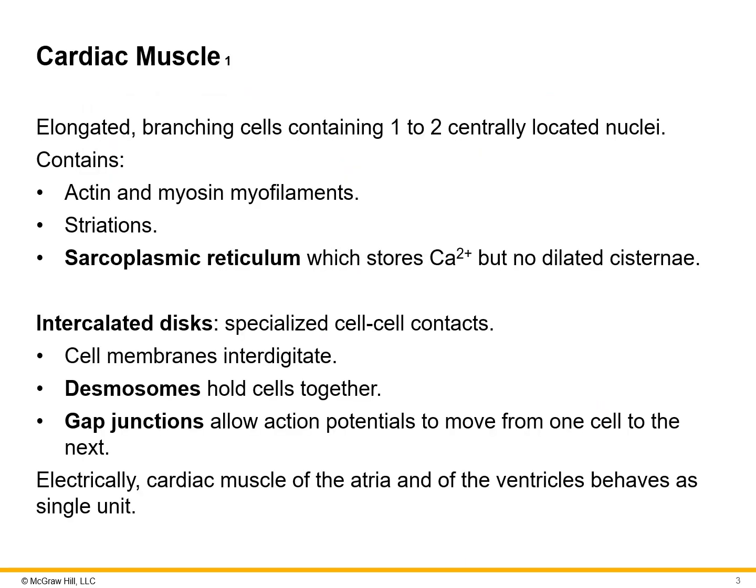So we look again at these cardiac muscles. They're elongated, branching, with 1 to 2 centrally located nuclei. We have the actin and myosin myofilaments. It is striated, where we get those sarcomeres. The sarcoplasmic reticulum, again, stores the calcium, but not in dilated cisterna like we see in the skeletal muscle. They have those intercalated discs that I'd mentioned that allow that cell-to-cell contact. We have desmosomes to hold the cells together. And then there are also gap junctions that allow for action potentials to move from one cell to the next.